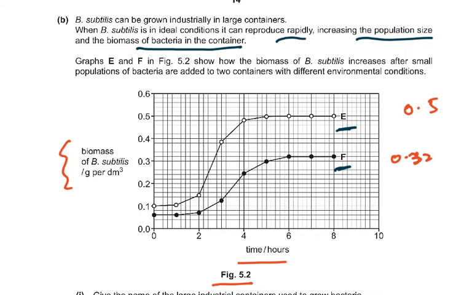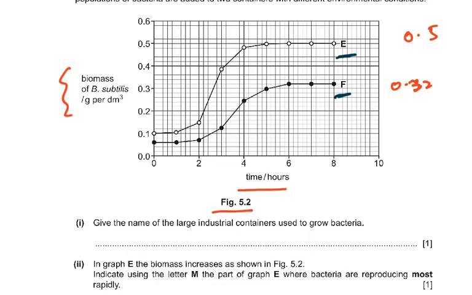Yeah. So let's now give the name of the large industrial containers used to grow bacteria. That's very simple. Fermenter.